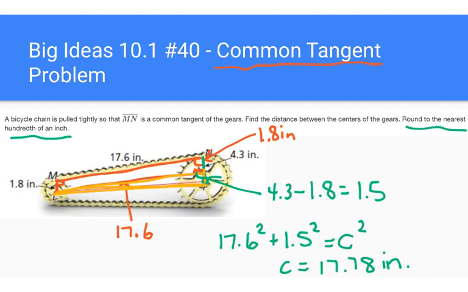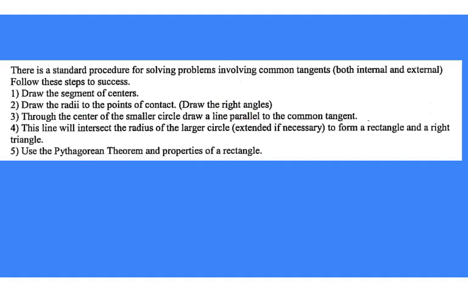Actually, following this procedure will always work whether you have a common external tangent or a common internal tangent. So I'm going to go over this standard procedure, and then you're going to perhaps have to go back to this when you're working on your practice problems today. This will work with both internal and external tangents. We just looked at one with external. These are the steps. First of all, make sure you have drawn the segment of centers, the segment joining the two centers of the two circles.